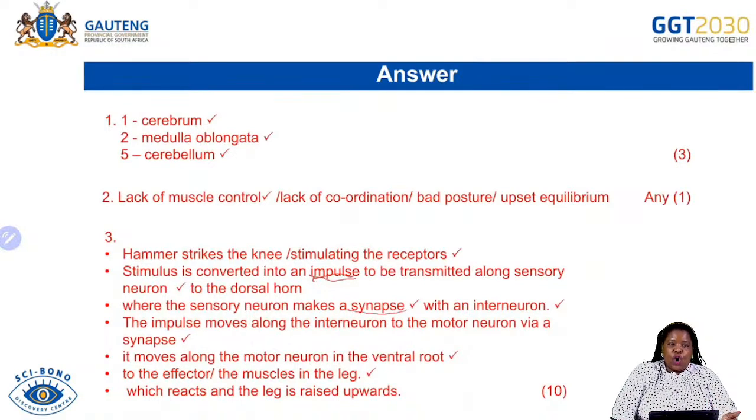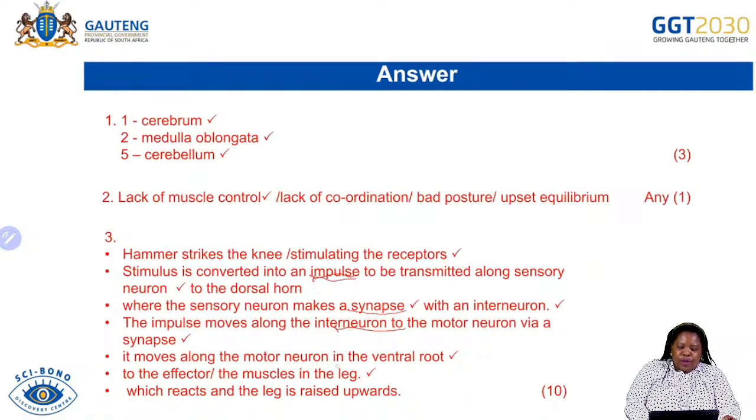Now when the sensory neuron makes a synapse with an interneuron, remember I've indicated that the interneuron connects the sensory neuron with the motor neuron. But in that connection, they don't touch one another, they are leaving a space, just a small gap there. Okay, so the sensory neuron makes a synapse with an interneuron. The impulse moves along the interneuron to the motor neuron via what? A synapse.